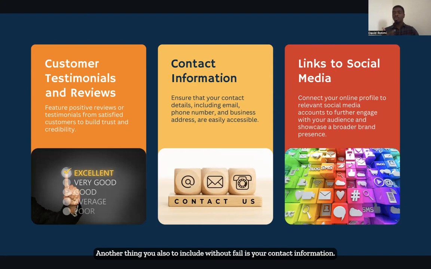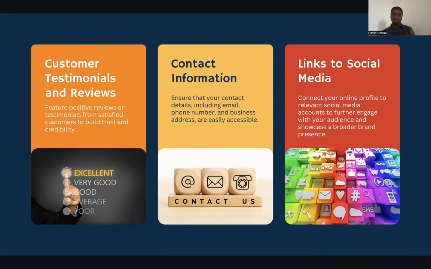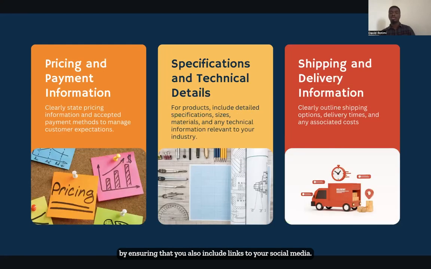Another thing you also want to include without fail is your contact information. This is how people can reach you. So you want to ensure that you have your contact details, email, phone number, business address, all this information easily accessible, okay? And you also want to try to link your social media as well. Include links to your social media so that when people want to look for you online, it also serves as social proof for the people who want to purchase from you, because people can be skeptical, especially when they haven't encountered your business before. So that's a good way for you to build credibility for yourself by ensuring that you also include links to your social media.